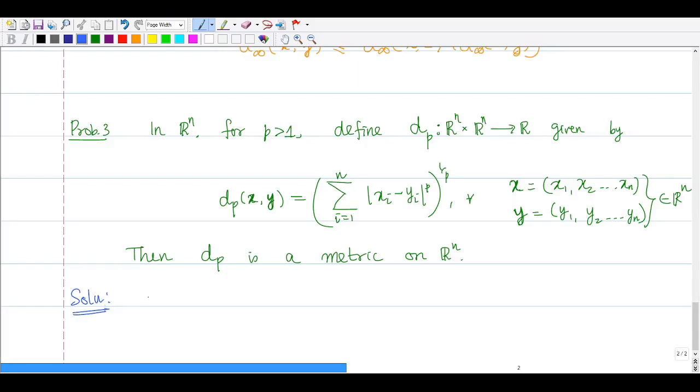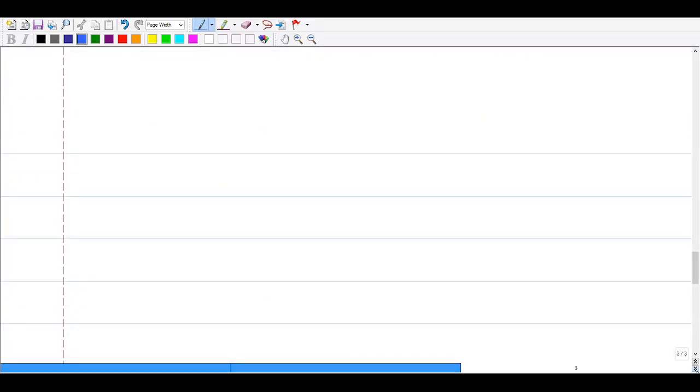So to prove the triangular inequality, we need some properties, some theorems that we have to prove. I need three inequalities. The first inequality is Young's inequality. And number 2 is called Holder's inequality.